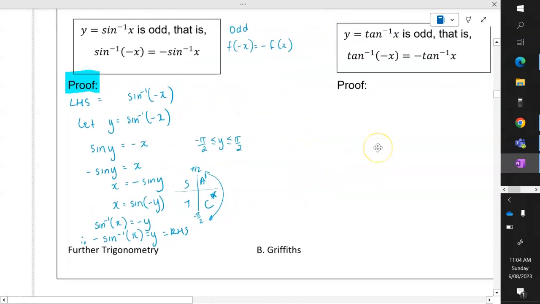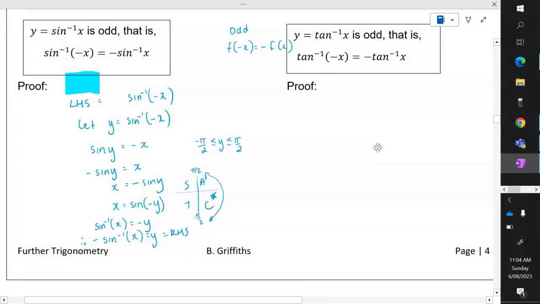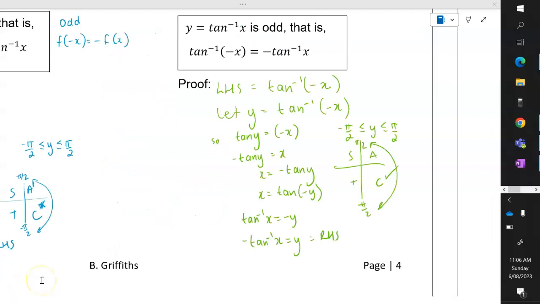Okay, so let's have a look at the next proof. The next proof is doing the same, but we're doing it for tan. Okay, so you can pause the video to have a look at that tan proof, but it's exactly the same as the sine proof. It's just got tan in there. Let's have a look at the next one.